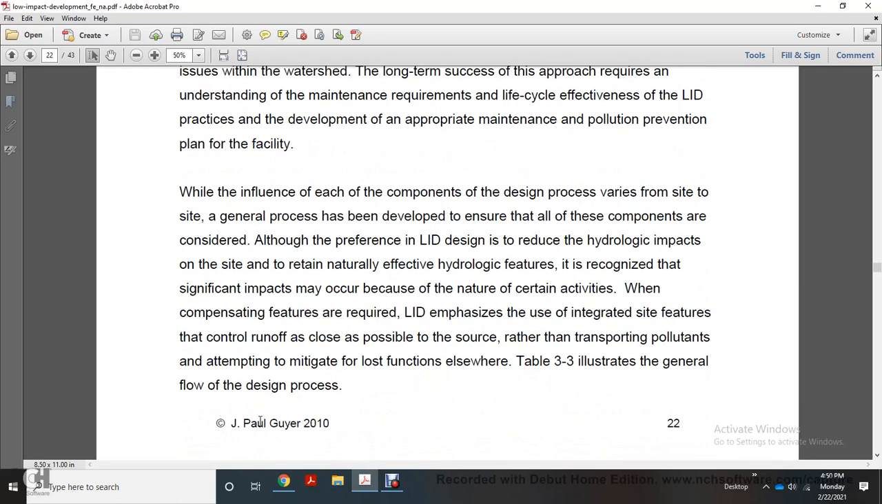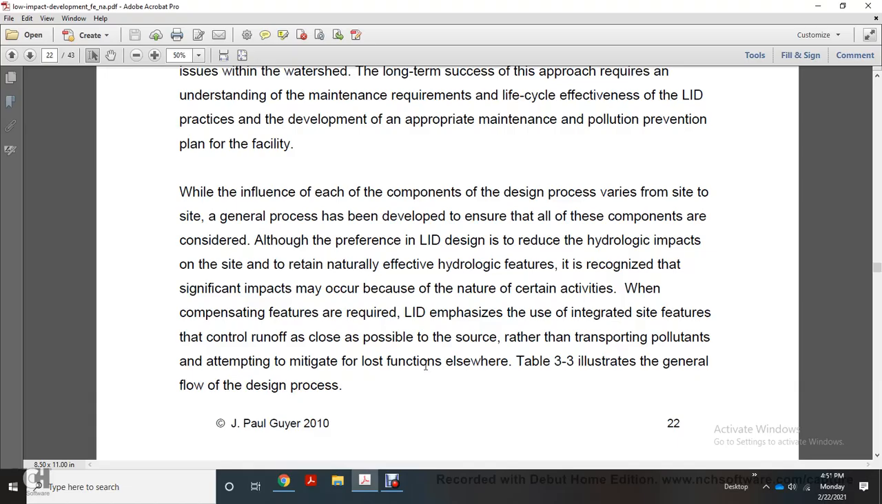While the influence of each of the components of the design process varies by site, a general process has been developed to ensure that all the components are considered. Although low impact development design prefers to reduce the hydrological impact on the site by retaining natural hydrological features, it is recognized that significant impacts may occur because of the nature of certain activities, when compensating features are required. Low impact development emphasizes the use of integrated site features to control runoff as close as possible to the source, rather than transporting pollutants and attempting to mitigate loss of the functions elsewhere.